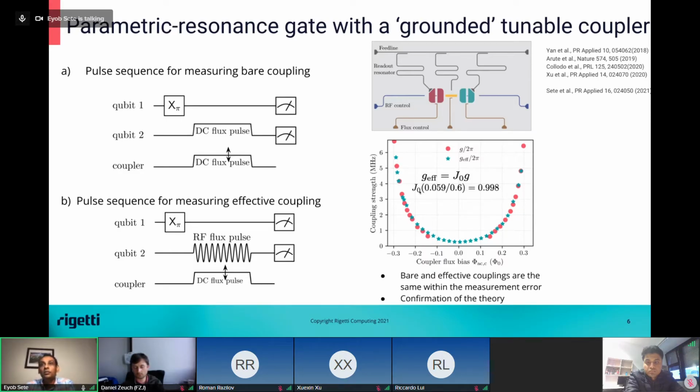So we also calculate the renormalization factor I was discussing about. Remember the G effective under modulation is renormalized by the Bessel function, which is approximately 1. So this is exactly what we expected.